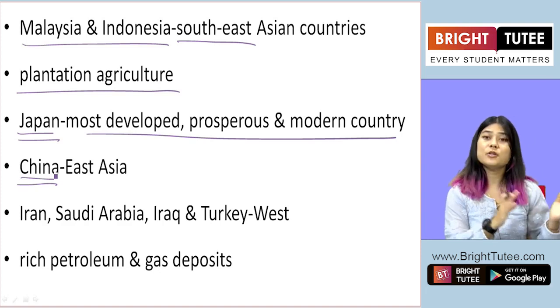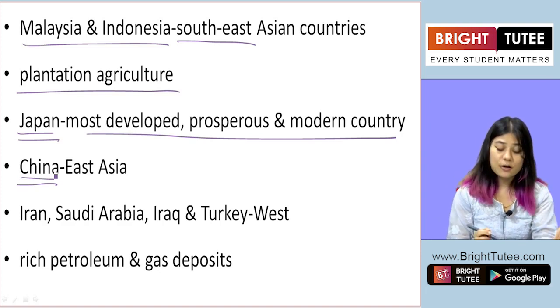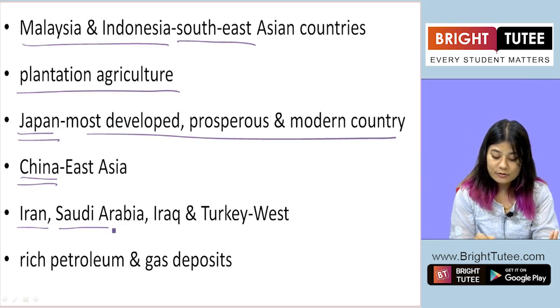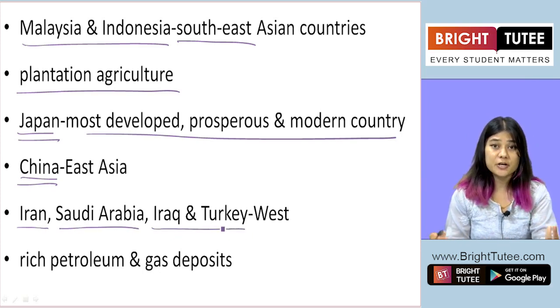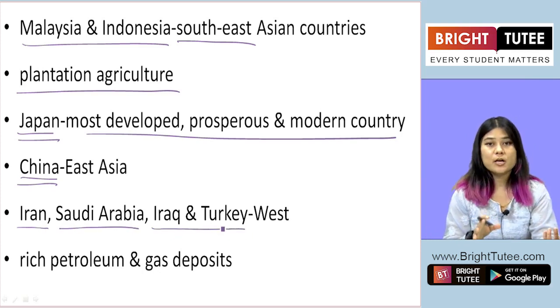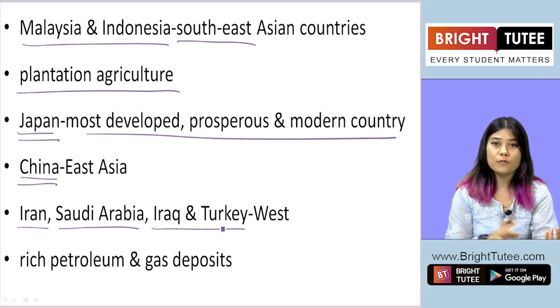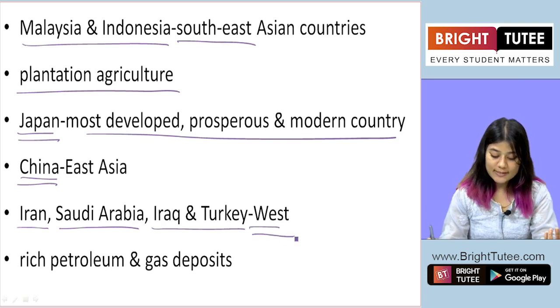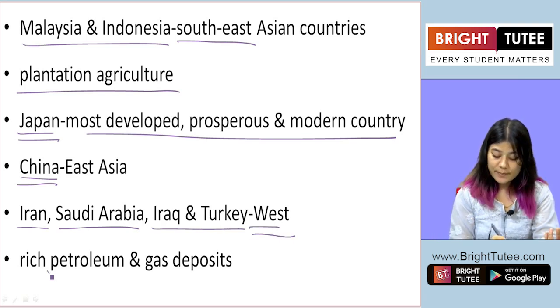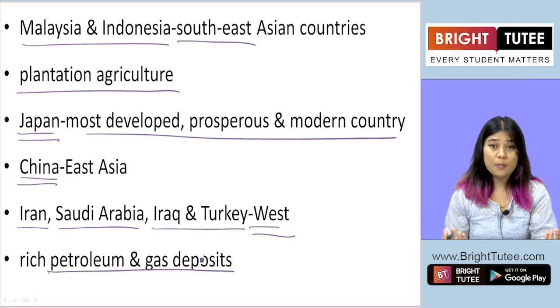Now, when we come to the west, we find countries such as Iran, Saudi Arabia, Iraq, and Turkey. These are the countries located in the western part of the continent of Asia. These countries in the west are very rich in petroleum and gas deposits.